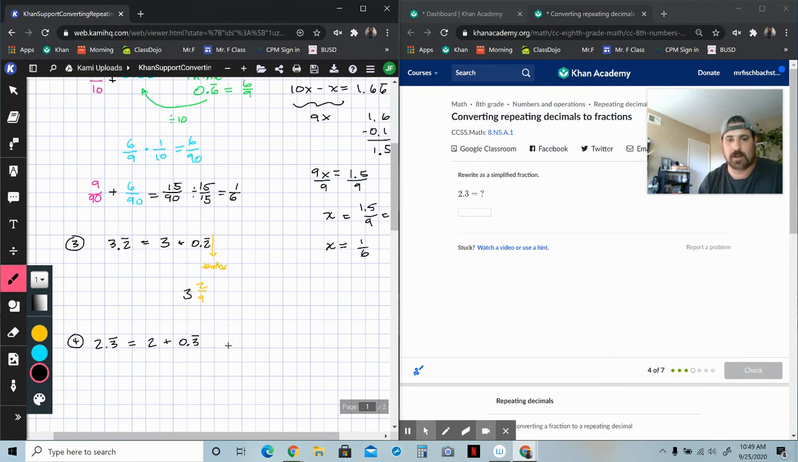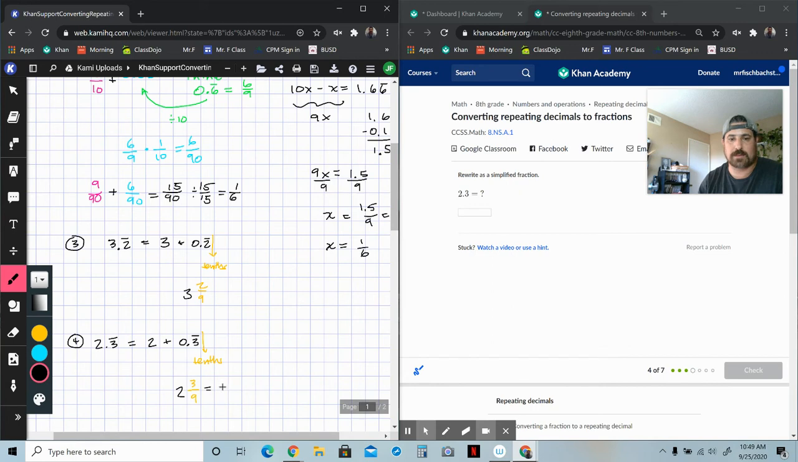0.3 repeating. We know that 0.3 repeating ends in the tenths place. So that repeating pattern ends in the tenths place, so we're going to put it over 1 less than 10, or 9. So that means it's real simple. It's just the 3 as the numerator and the 9 is the denominator, or 3/9. And so our answer is going to be 2 and 3/9.